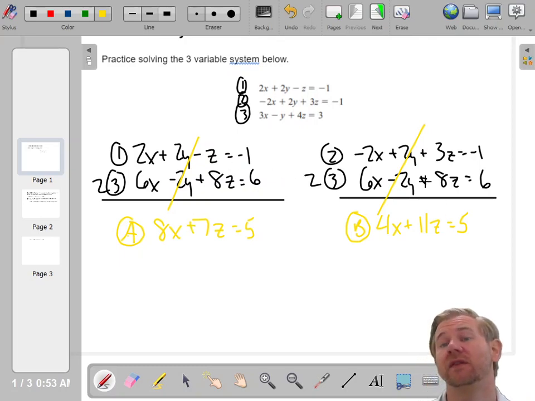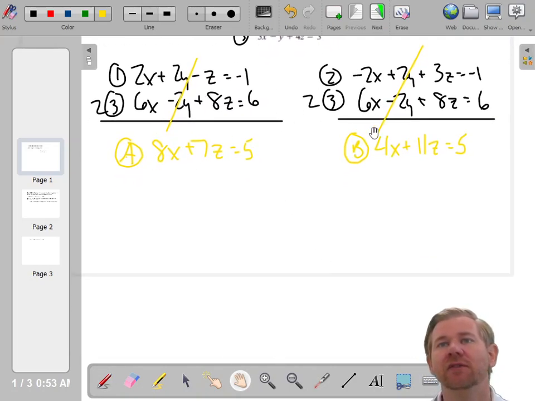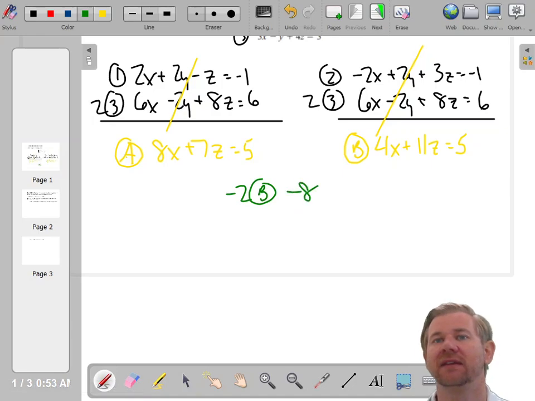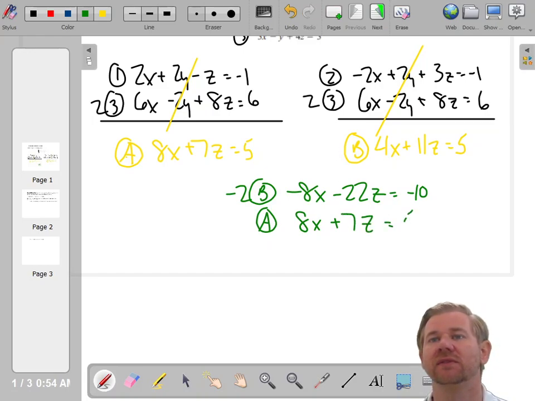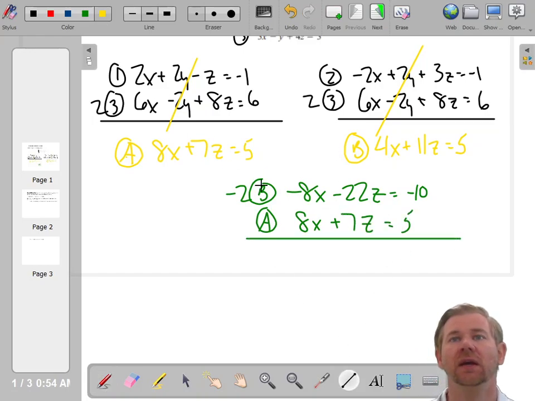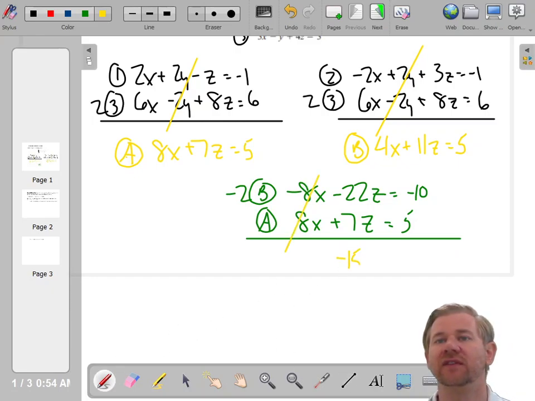If you notice, we now have two equations with two unknowns. We have no y and we have no y. We can do that, okay? We've got to combine these two. Let's see, 4 goes into 8. I want that to be -8, so that cancels out with this. So I'm going to multiply line B times 2. So this will now be -8x minus 22z equals -10, and I'll keep line A the same right here, 8x plus 7z equals 5. This cancels out. You have -15z equals -10 and 5.